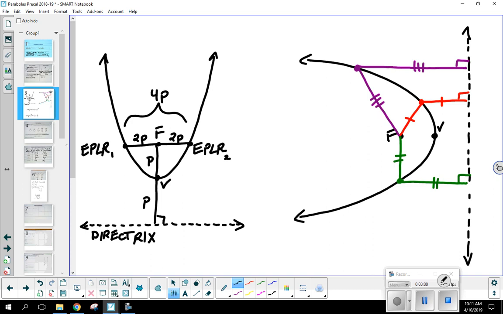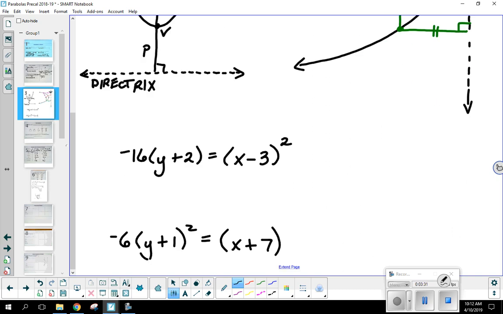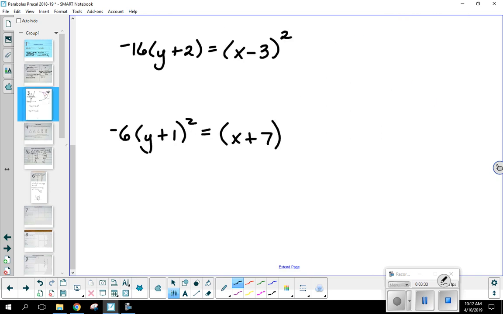So these points that are labeled EPLR, those are endpoints of the latus rectum. Remember, if it opens up or down, the left point is 1. If it opens right or left, the upper point is 1. How far a distance is it from a focal point to an EPLR? It's always 2p units. So the full length of that latus rectum is always 4p. Now, if the equation is written correctly, you should be able to see what the width of the parabola at the focal point is. And this is where we finished up on Monday.